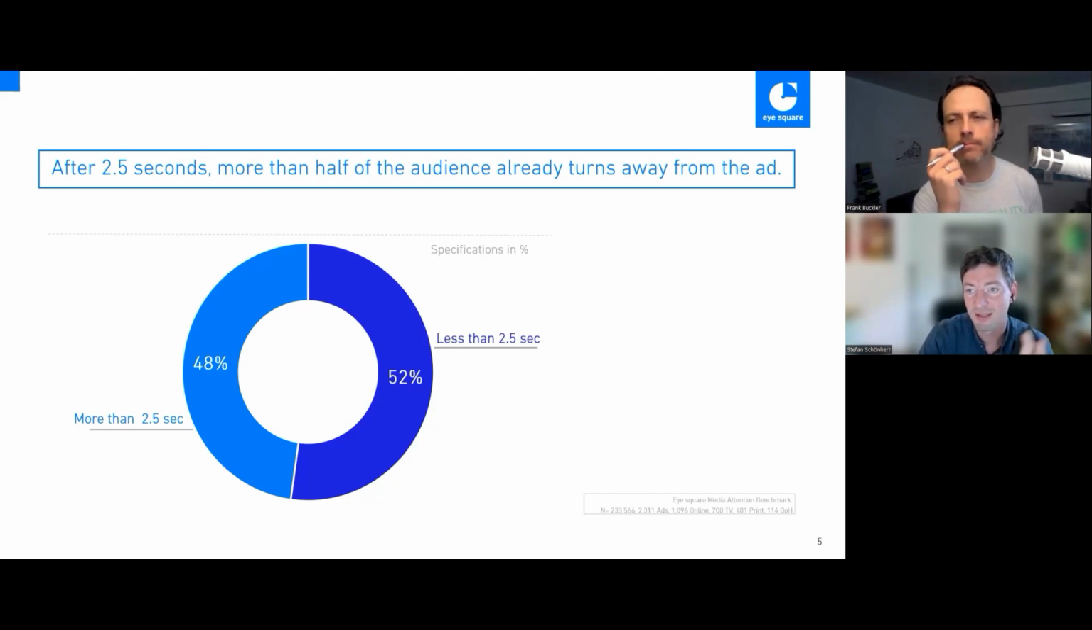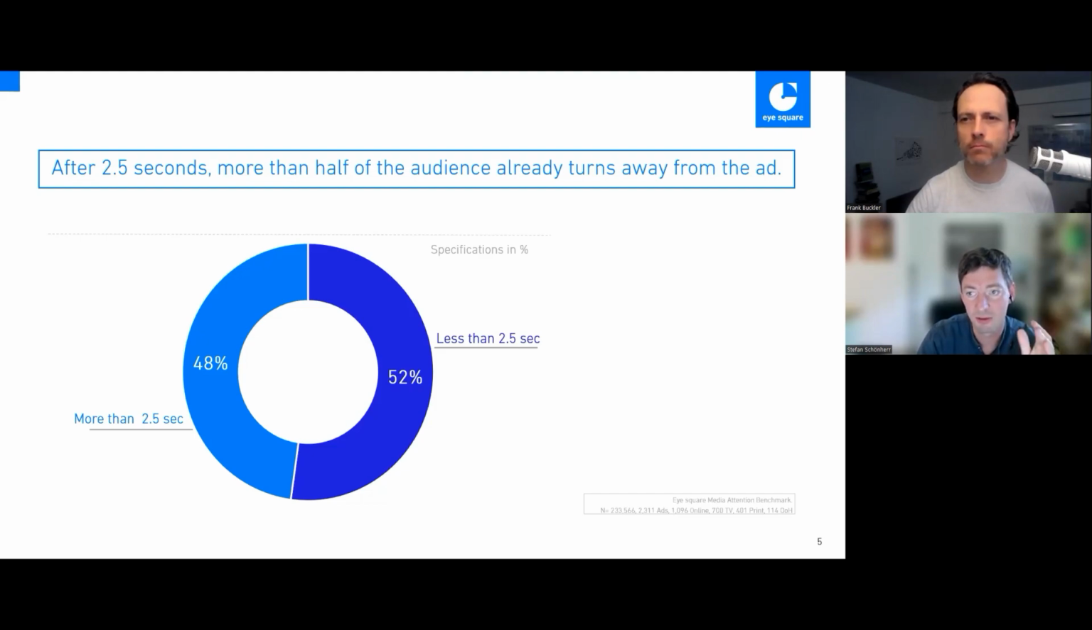So the first message you can get here is, and this is sometimes shocking especially for advertisers, all right, half of my ad contexts are probably below 2.5 seconds. So we don't have that much time if you talk to people that look at advertisement, right? That's the first thing you can see here.